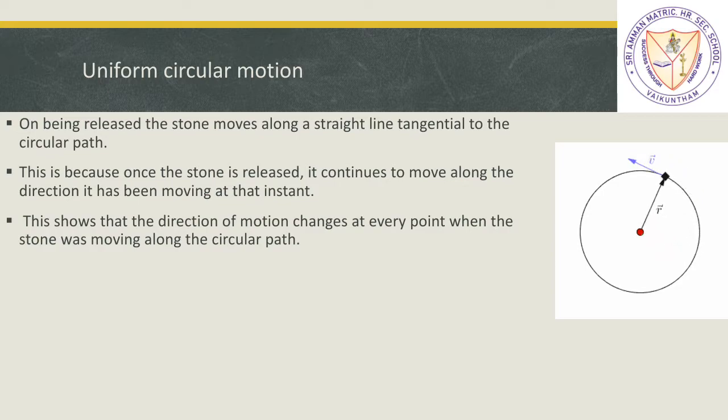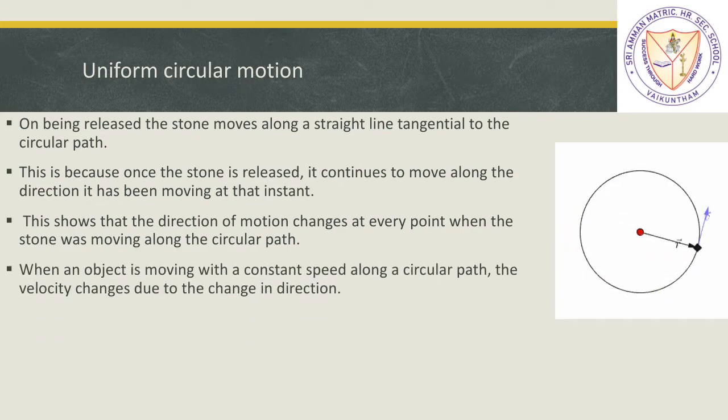So this shows that the direction of motion changes at every point when the stone was moving along the circular path. As you can see clearly in the picture, it represents the motion of the stone which you were rotating using the thread. You can see the blue color arrow mark is changing its direction at every point on this circular path. The magnitude of the velocity may be the same, but the direction of the velocity is changing at every point of time on the circular path.